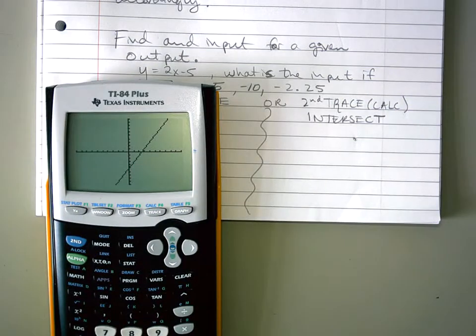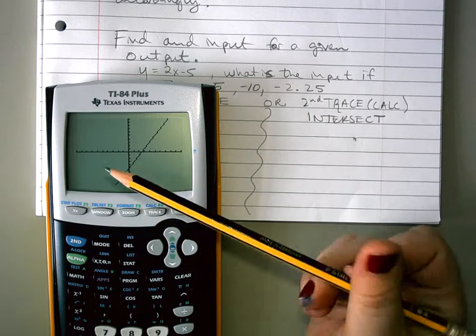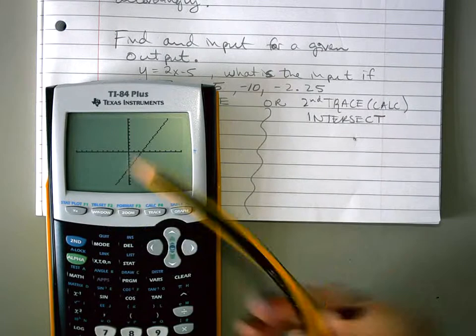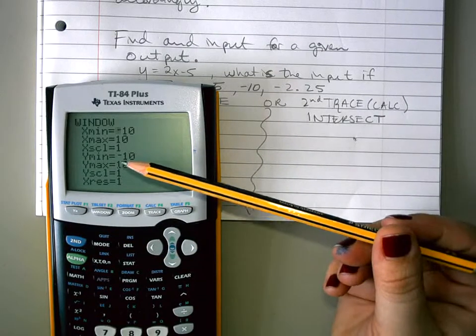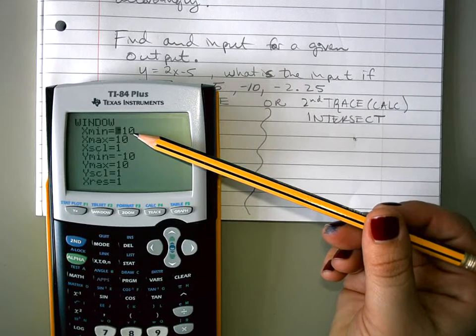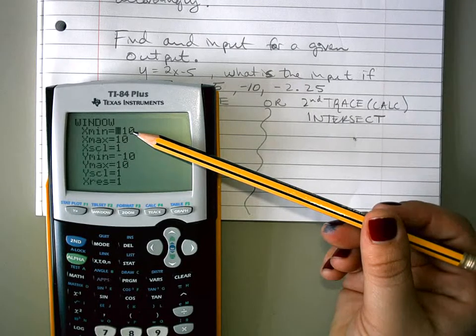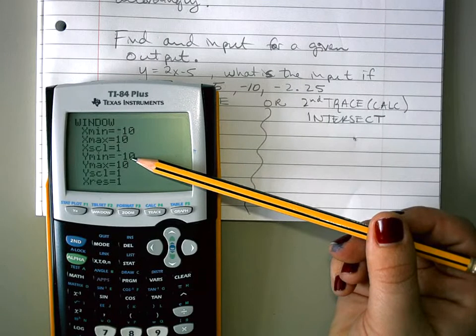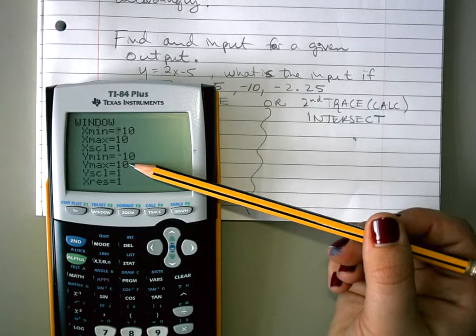Find an input value for a given output, Graphing Basics, Part 3. So let's look at our graph. I adjusted the window to be back to normal. You can set that by resetting the window to -10 for X min and 10 for X max. So you should have the same ones here.